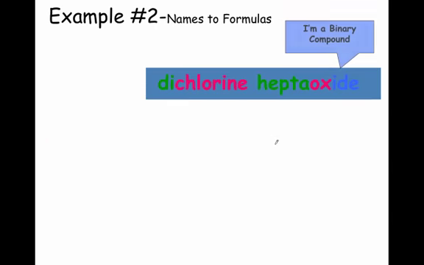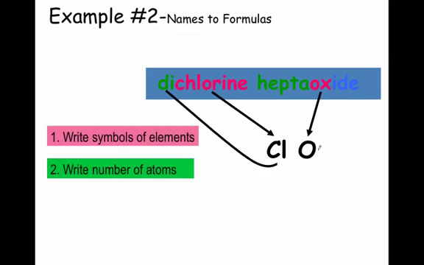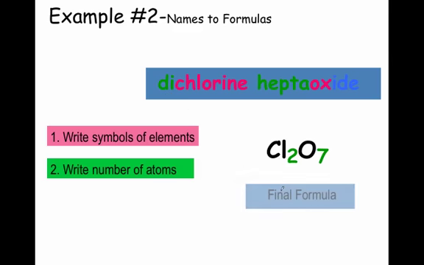Let's try another one. So dichlorine heptaoxide, we write the symbols first, Cl and O. Then we write the numbers, 2 for di, hepta for 7. And there's our final formula. Next one.